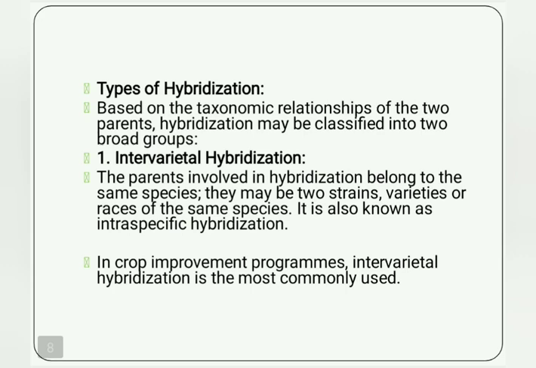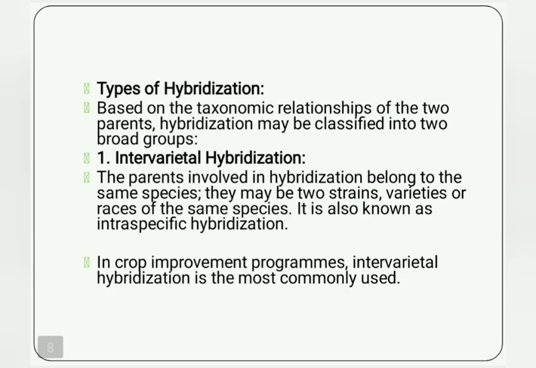Intervarietal hybridization is a type of hybridization in which two strains, varieties or races of the same species are crossed. It is also called intraspecific hybridization. So in intervarietal hybridization, if two varieties, races or strains within a species are crossed, or two different varieties of the same species are crossed, then it is called intervarietal hybridization.